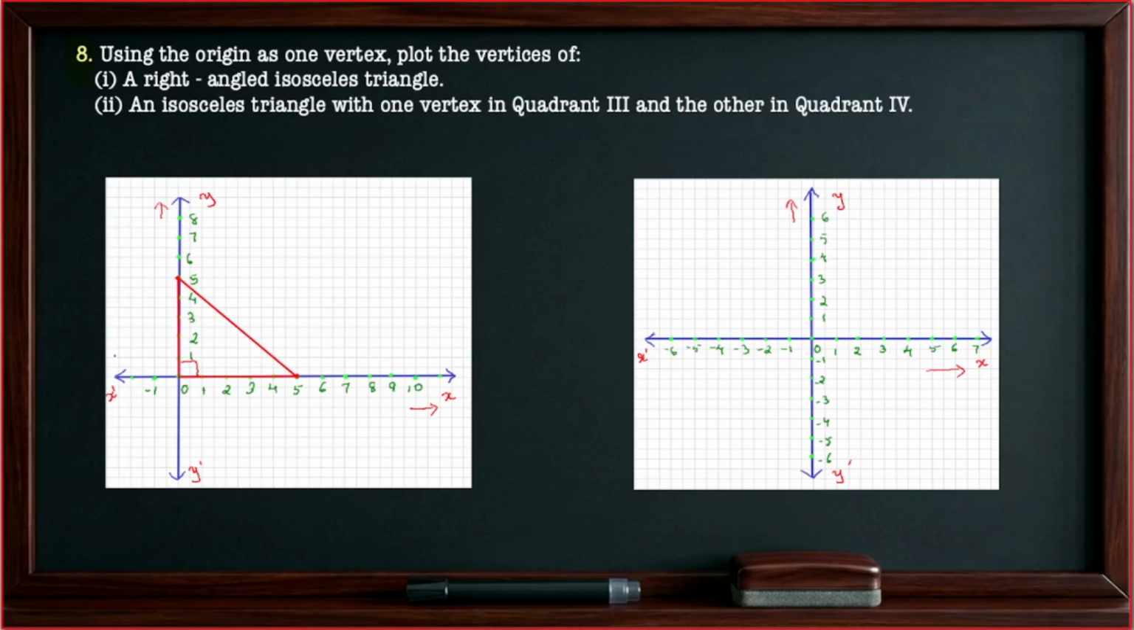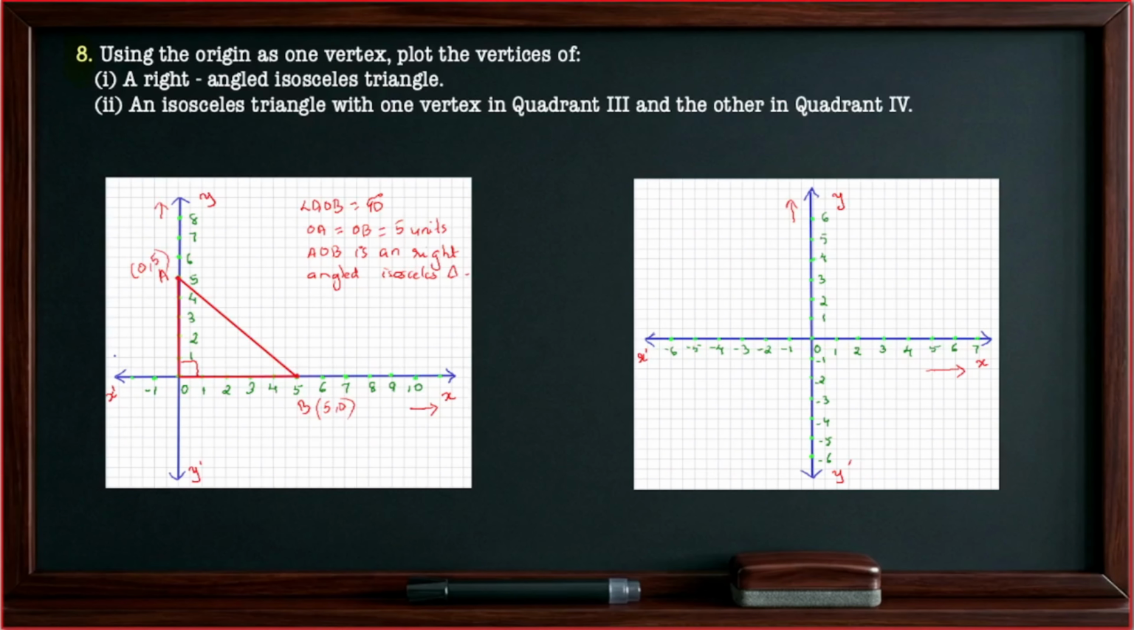Okay, I'm going to mark this as A and this B. The coordinates of A is 0 and 5 and B is 5, comma 0. Okay. So we can write it over here. That is angle AOB is equal to 90 degree. Then OA is equal to OB, which is equal to 5 units. Then we can say that AOB is a right angled isosceles triangle.